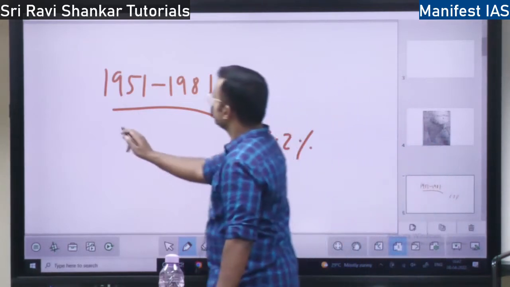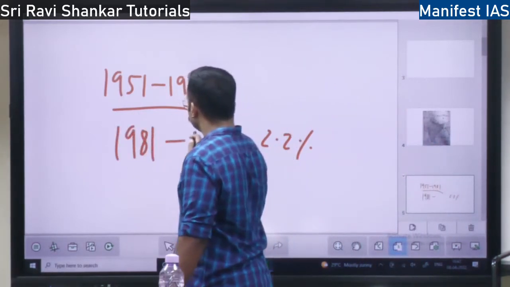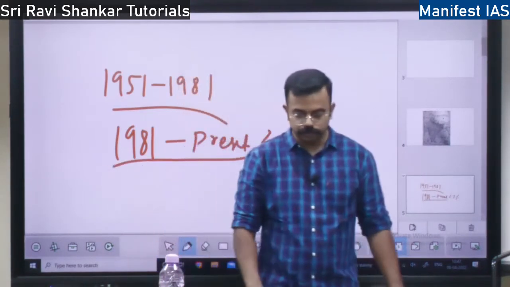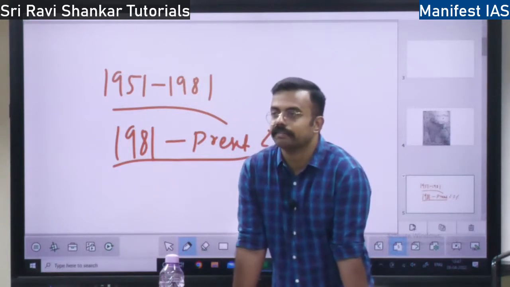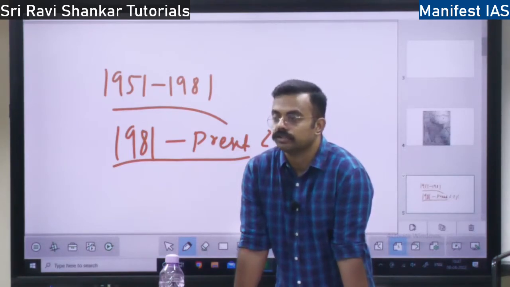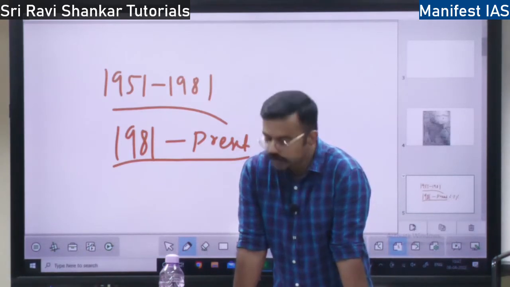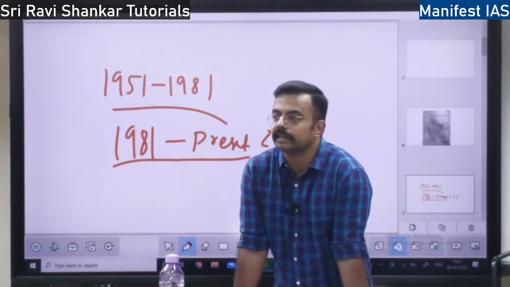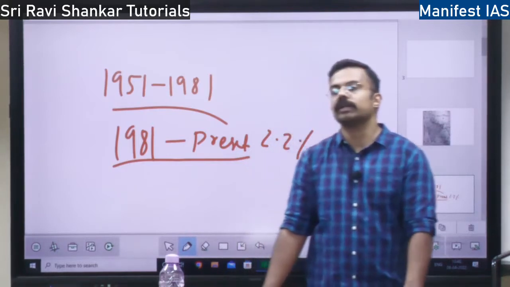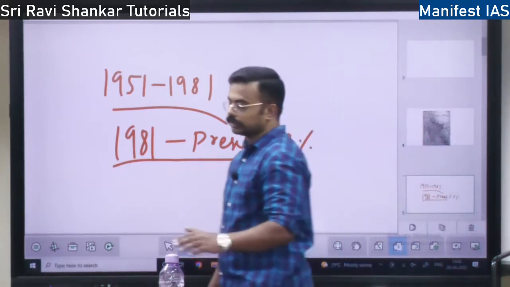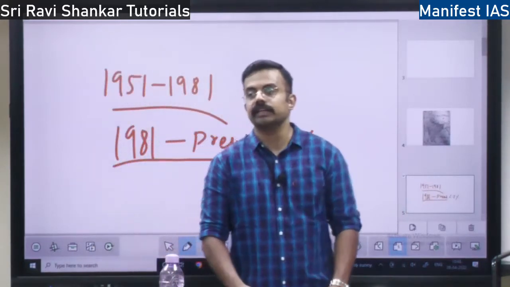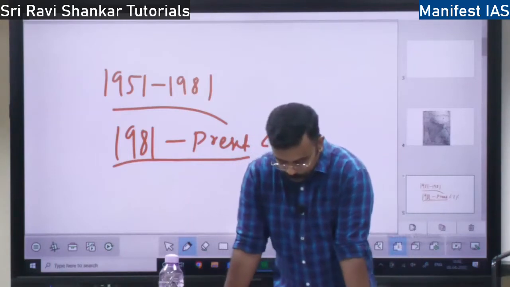The fourth phase is from 1981 to present. So after 1981, the population increase has decreased. The population growth has decreased. There is a slowdown in the population increase. Why? Because the birth rate has been decreasing. People are more and more educated, so most of the time they are confined to 2 children or even 1 child. That is why the population growth has been decreasing.